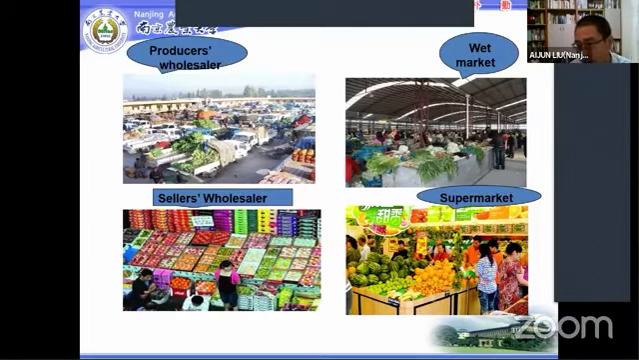And the last one is the supermarket. Supermarkets now develop very fast, especially in the city, and income is increasing. People like to go to the supermarket because it is high quality, clean, convenient, and fancy. So the supermarket became more and more dominant. Well, before 2000, I think, it was not very popular. People preferred to go to the wet market.